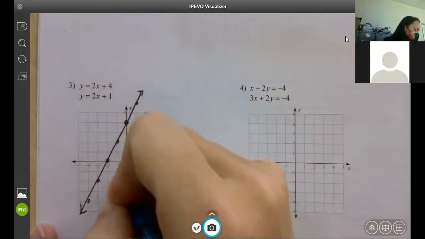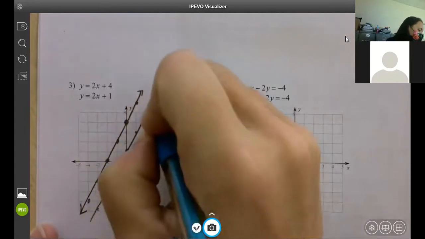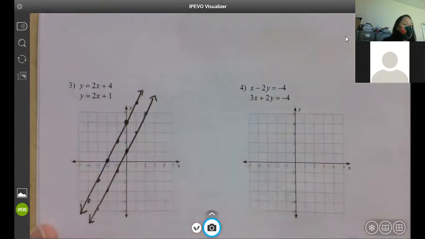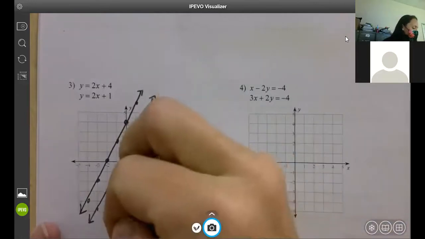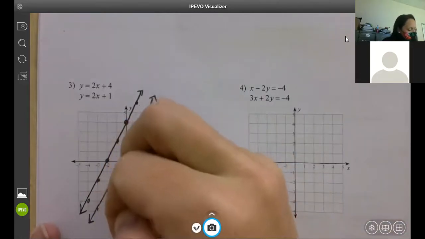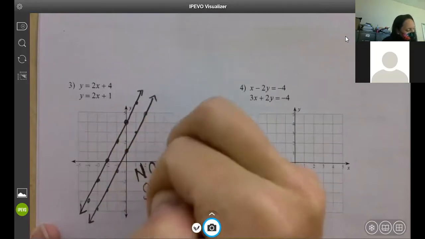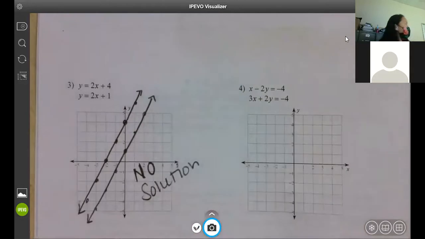What kind of lines do I have? Not perpendicular, but parallel. If they don't cross, what happens? What's your answer? Not 0, but no cross, no solution.